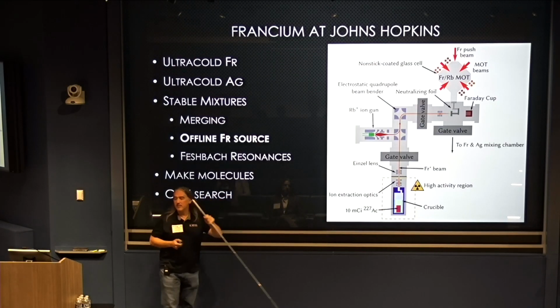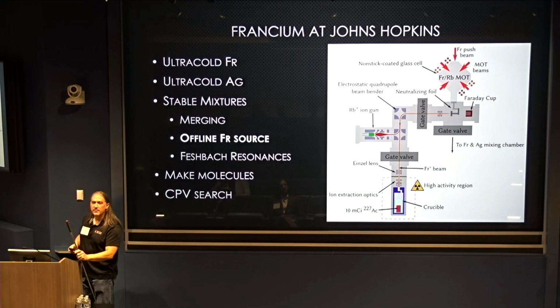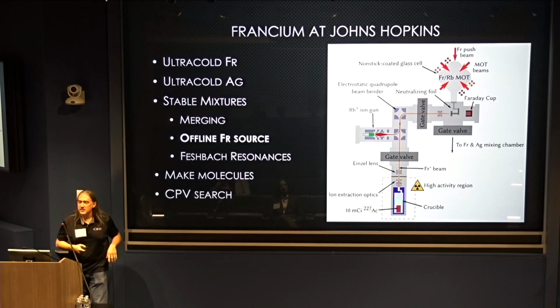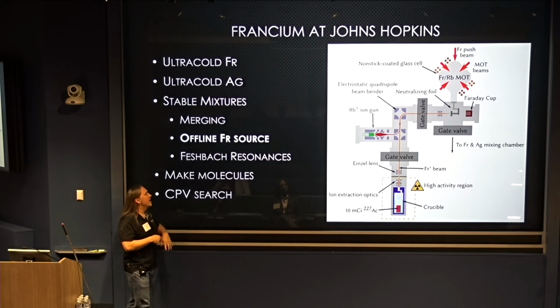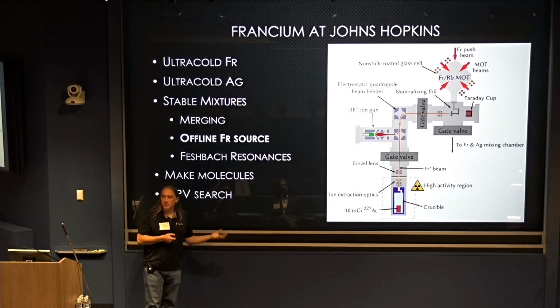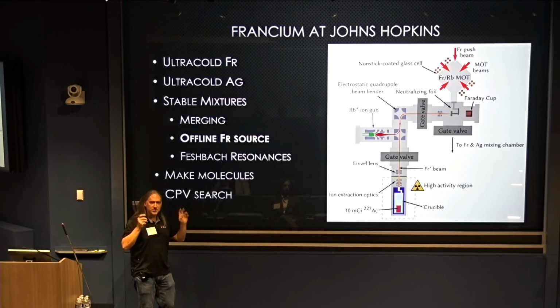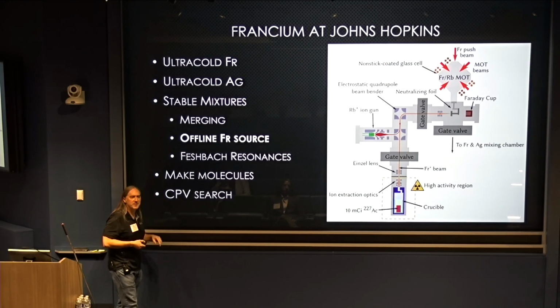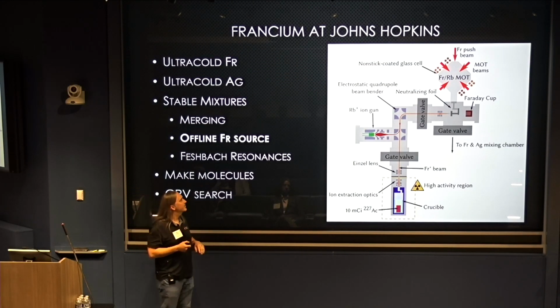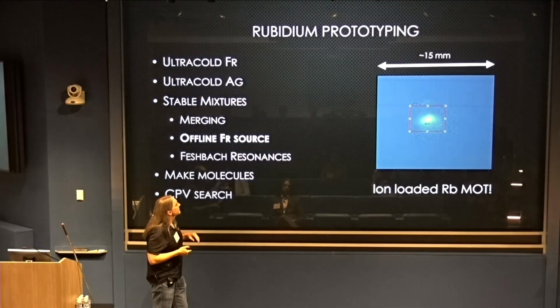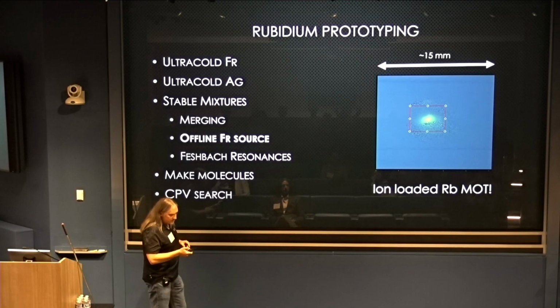Everything above this gate valve exists. It turns out that francium and rubidium have their transitions at very similar frequencies. And so we can do everything we want to do to francium with rubidium and then just retune the laser, and it should work for francium. That actually works out almost every time at TRIUMF, so we're happy with how that is. A recent highlight from this is an ion-loaded rubidium MOT.